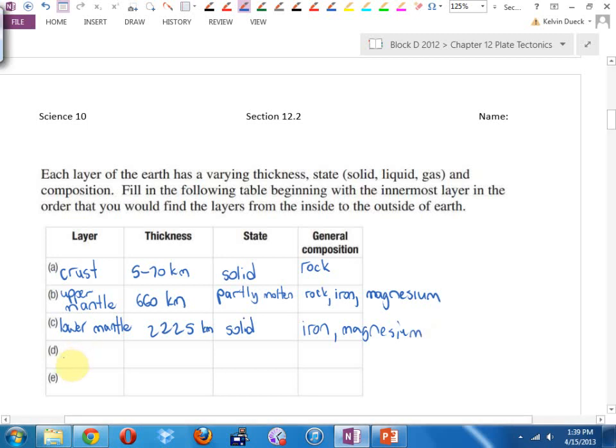Next we had the outer core and the inner core. Outer core was about 2,270 kilometers thick. It's liquid. And it's Fe and Ni. What's Fe? Iron. May as well do a little chemistry review since we're working our way towards the end of the year. Ni? Nickel. It's iron and nickel.